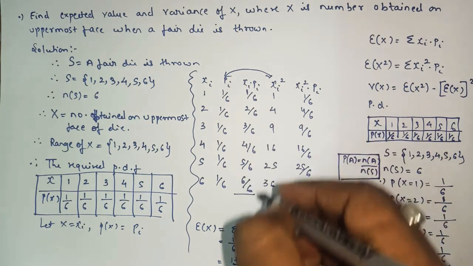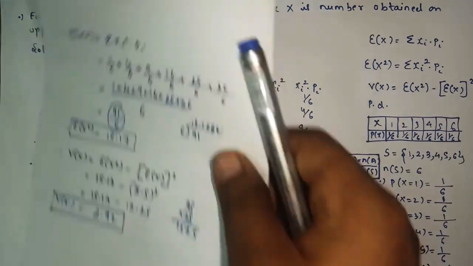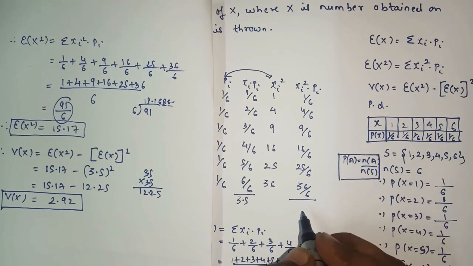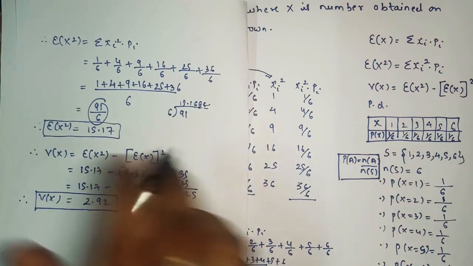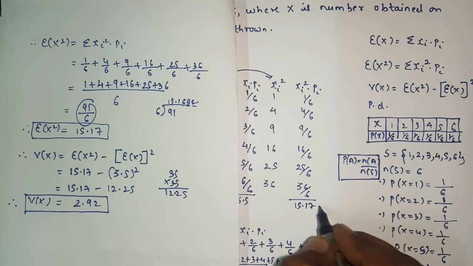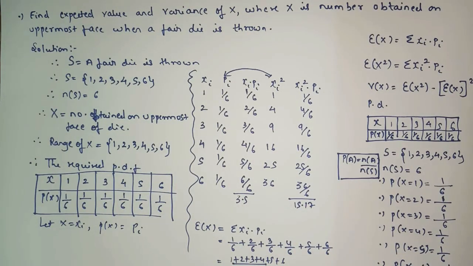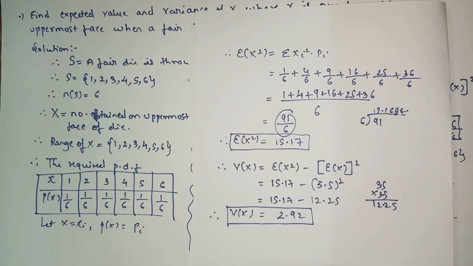Now here the total, we got 3.5, and for variance, sorry, expected value of x square, it is 91 upon 6, that is 15.17. With the help of these two we got e of x, then after that e of x square, and the final result was the variance.